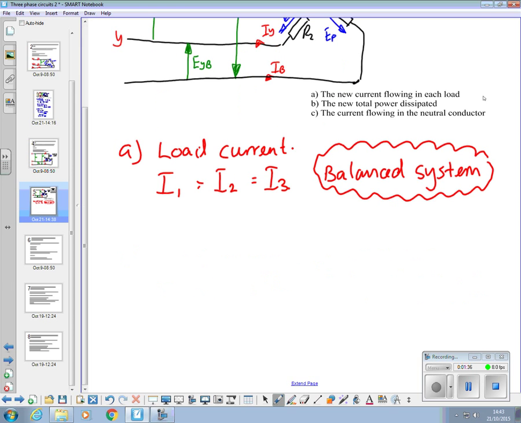So what method are we going to go through to find, for instance, I1? I've done 300 over square root 3, then over 1950. That little bit gives us what?